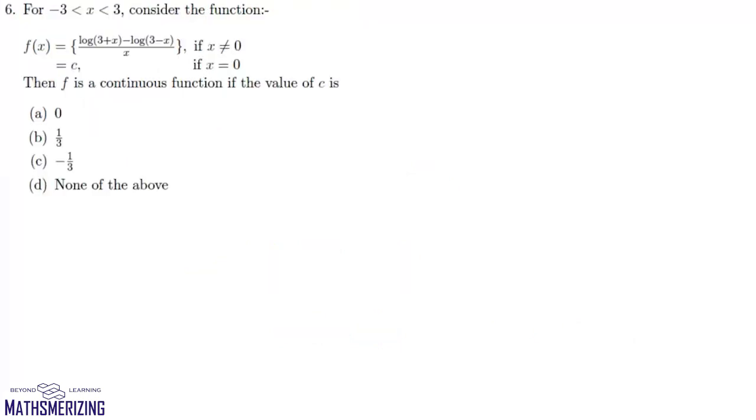C. Now question number 6 is, we are given a function between minus 3 and plus 3, and it is defined as log(3 + x) minus log(3 - x) upon x if x is unequal to 0, and it is C if x is equal to 0. Now it says if f is a continuous function, we need to find the value of C. So if f is continuous, then this C will be equal to this limit as x tends to 0 of log(3 + x) minus log(3 - x) upon x.